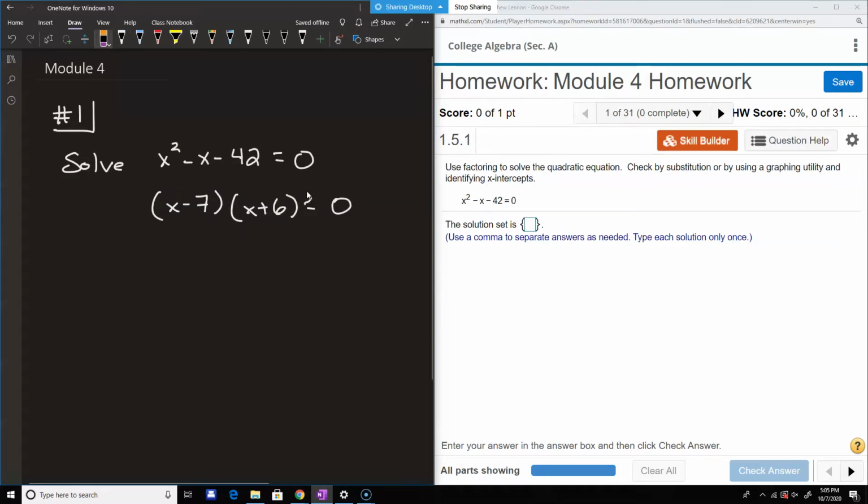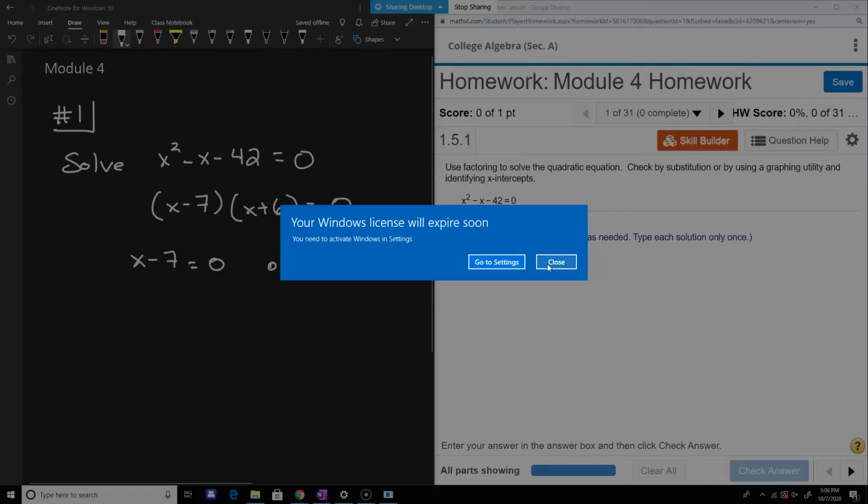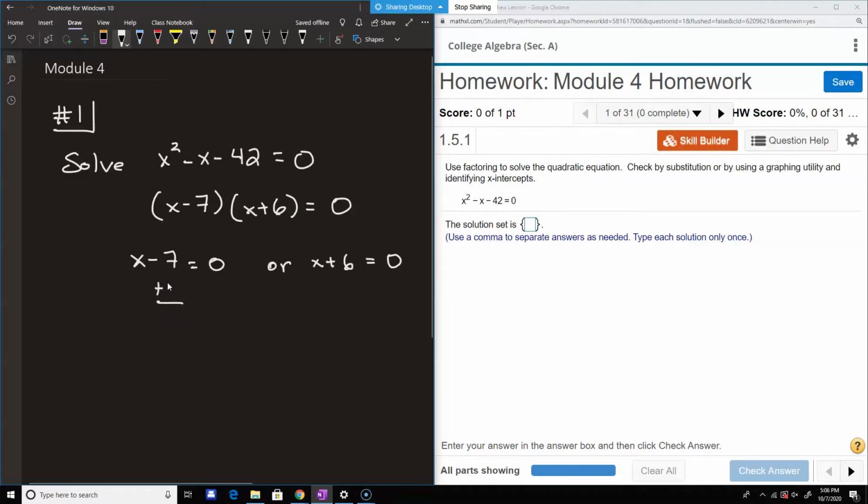And the reason we're able to solve that is the zero product principle. So I'll write that down a little bit after. But basically, either x minus 7 has to equal 0 or x plus 6 has to equal 0. So now we've reduced it to two linear equations. So we just have to add 7 to both sides in this equation and subtract 6 on both sides here. So we get our two answers, x equals 7 or x equals negative 6.